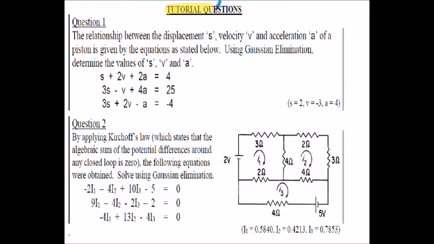Finally, some tutorial questions for you to attempt. Question 1, 3 unknowns S, V and A. Question 2 here has 3 unknowns, which are currents in a circuit I1, I2 and I3. Solution is shown in the brackets on the right hand side.